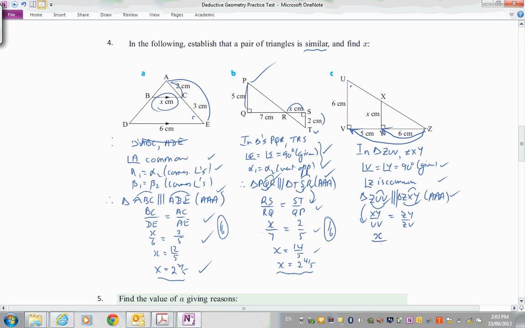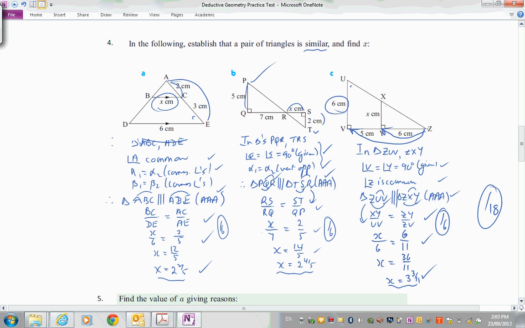XY is X, UV is 6, and ZY is 6, and ZV is 11. So multiplying both sides by 6, 36 over 11, so X is 3 and 3/11. So 1 for the ratio, 1 for correctly subbing in, and 1 for rearranging to get the answer. So we have a total of 18 for this one.